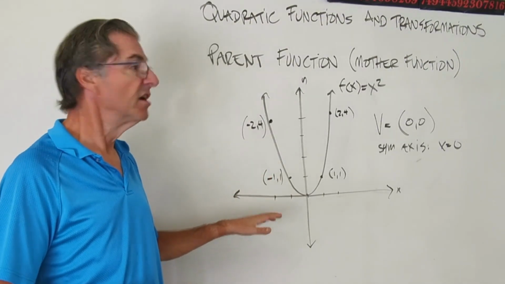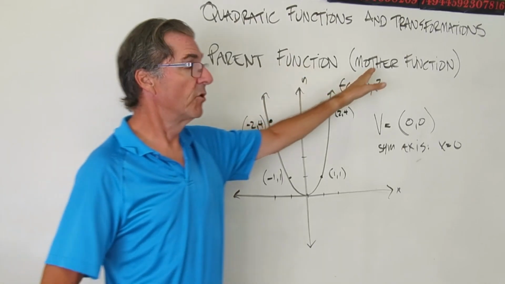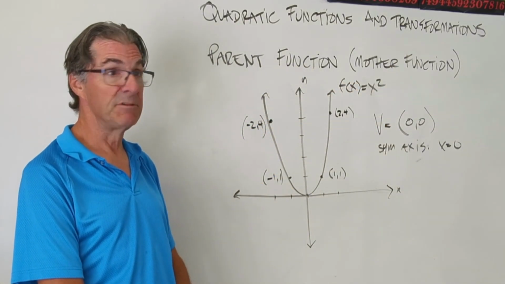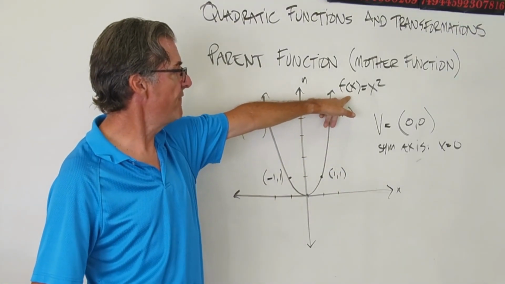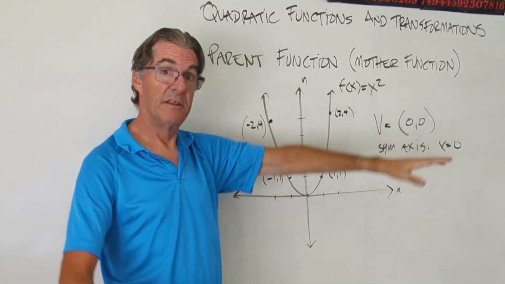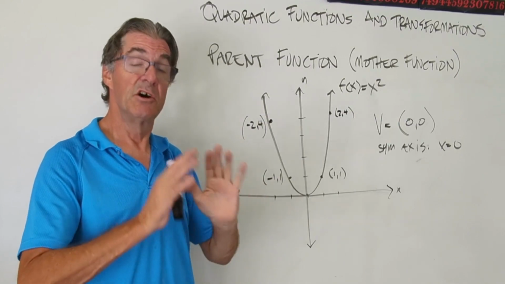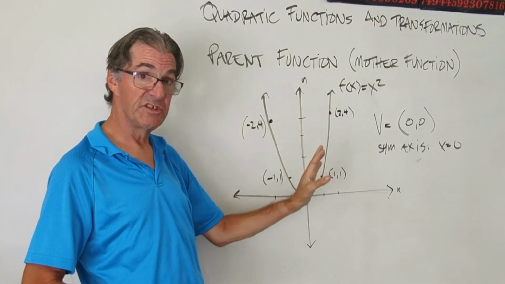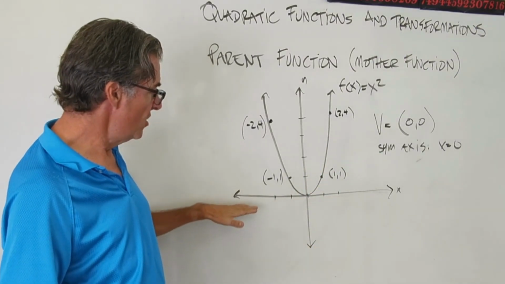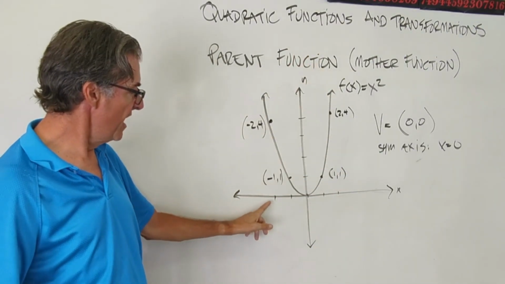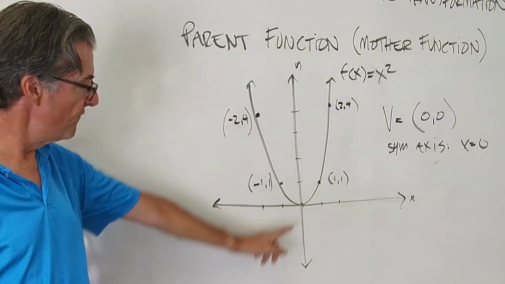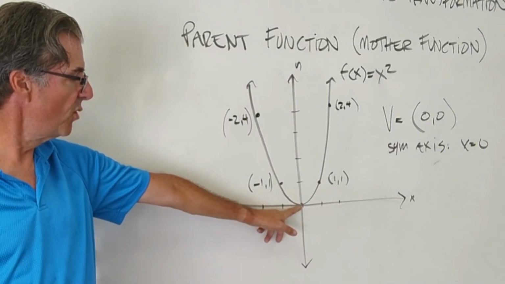So what I've drawn here is called the parent function, or the mother function, or sometimes I just like to call it the mother parabola. This is the function f of x equals x squared. This is the most basic quadratic function, and it makes this graph here, which I'll go over in just a second. Notice how I label my coordinate axes, and I put tick marks to give you a sense of units. The vertex, or turning point, is at the point 0, 0.